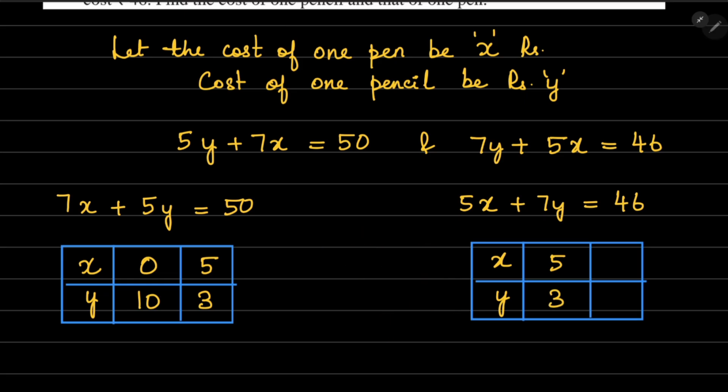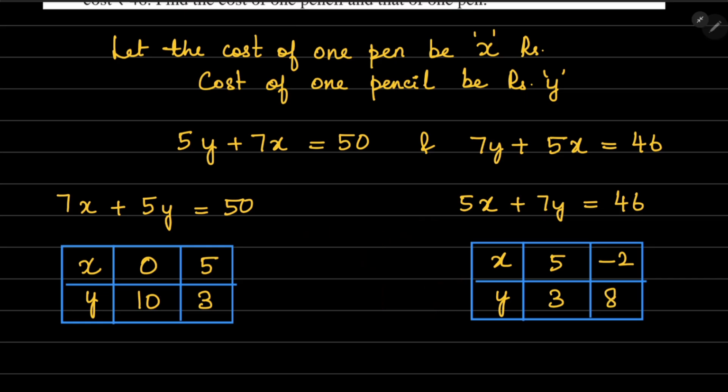And another point can be, suppose your x is nothing but minus 2, for example, then what will you have? If x is minus 2, then minus 10 plus 7y equal to 46. So 7y equal to 46 plus 10, 56. So y equal to 56 divided by 7. 8 sevens are 56. So it is 8.